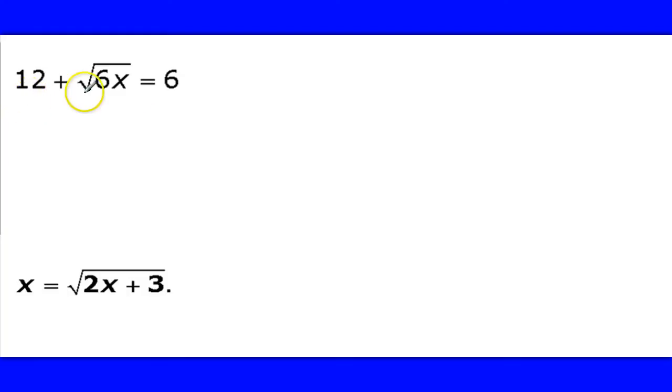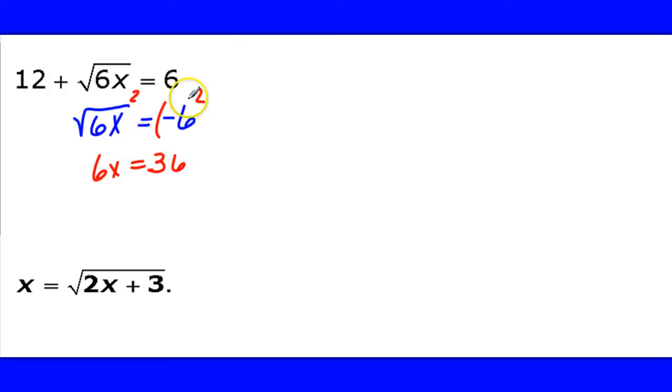I'm going to start here by subtracting 12 from both sides. That's going to give me the square root of 6x is equal to negative 6. Then I'm going to square both sides. That's going to give me 6x is equal to 36. Remember, this is in parentheses. And then I'm going to divide both sides by 6. X is equal to 6. So I actually got an answer.